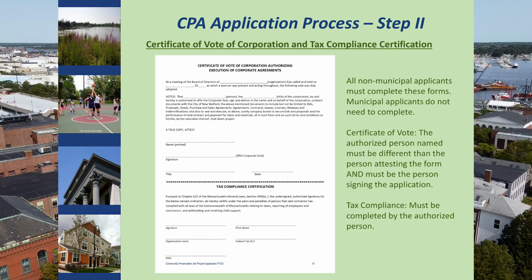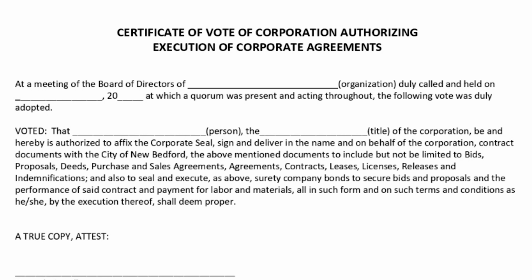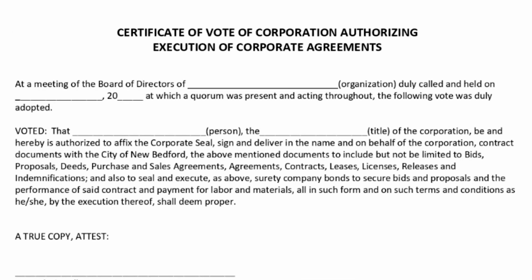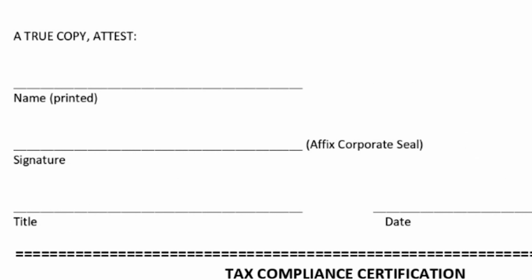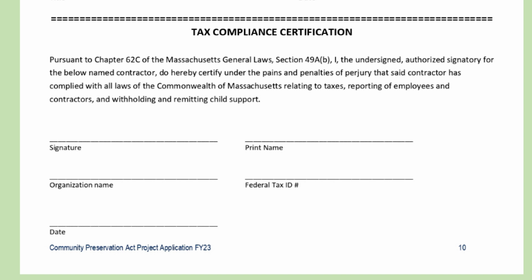And the last piece of the application is the corporation tax compliance certificate. The reason I added this is because this one trips up a lot of people. The name up here of who is given authority to sign needs to be different than who signs it. So Jane Doe, the executive director of XYZ nonprofit, is voted at the board that she has permission to enter into agreements, and then John Smith, who is the president, signs this. This tax compliance can either be signed by Jane Doe or John Smith, whoever in your bylaws has authority to sign.